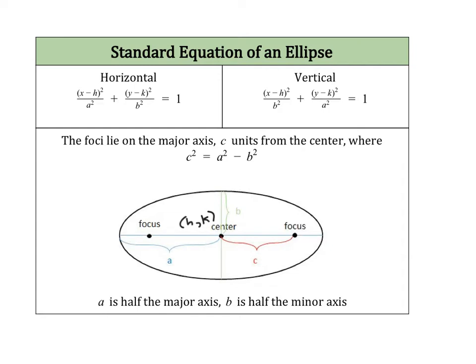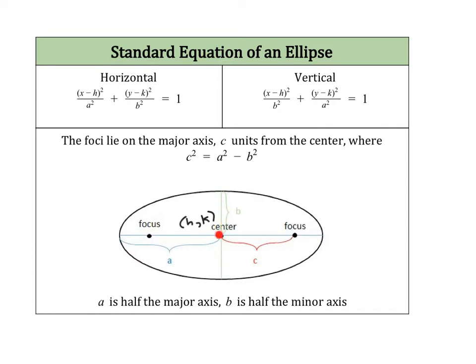Now, here you can see in the picture what those a and b values represent. (h, k), just like the vertex of a parabola, is the center of our ellipse. A is always going to be half the distance of your major axis, or you could say that your major axis is 2a. And b is always going to be half the distance of your minor axis. So from here to here is a, from here to here is a, from here to here is b, here to here is b.